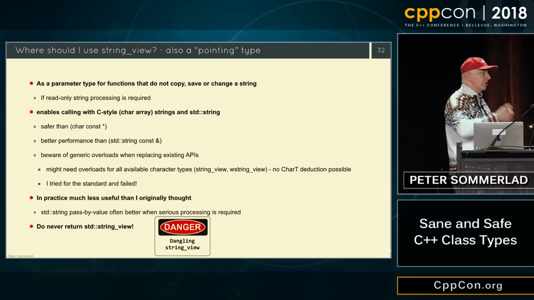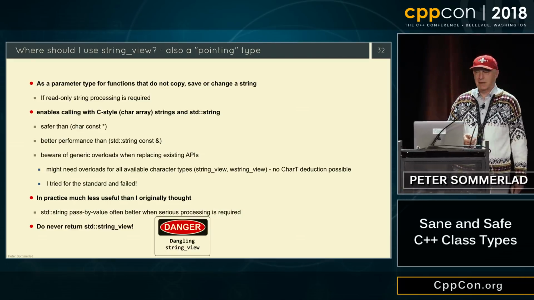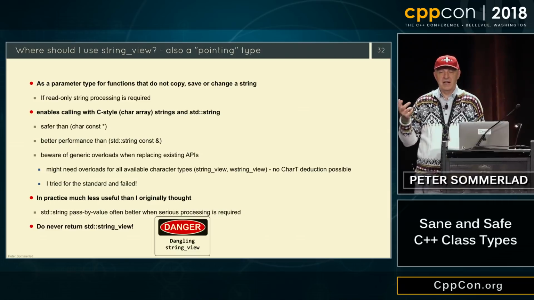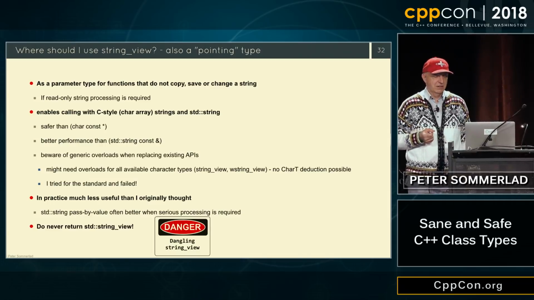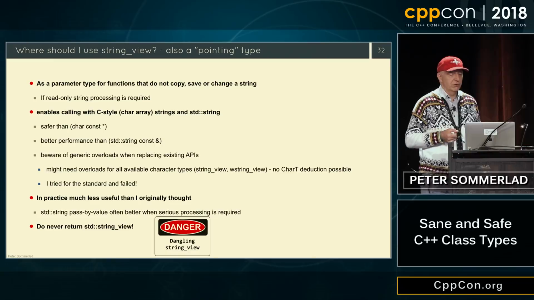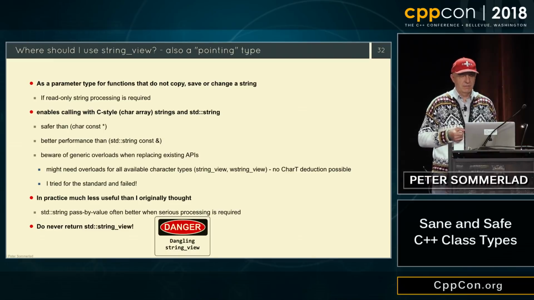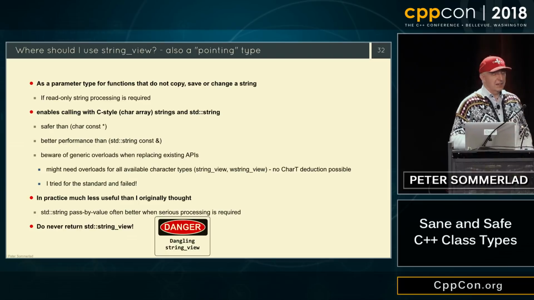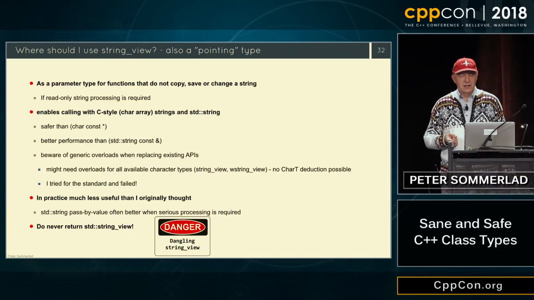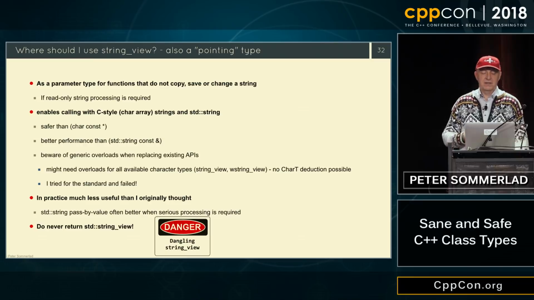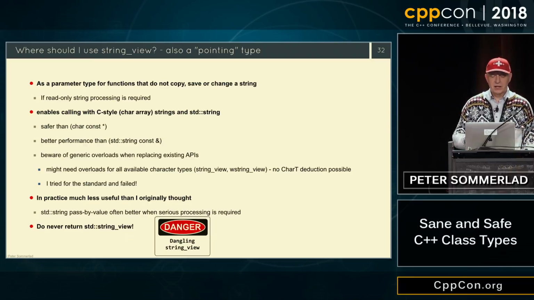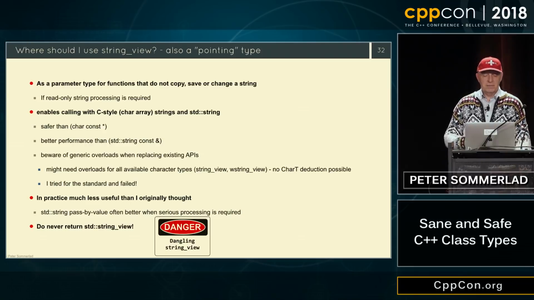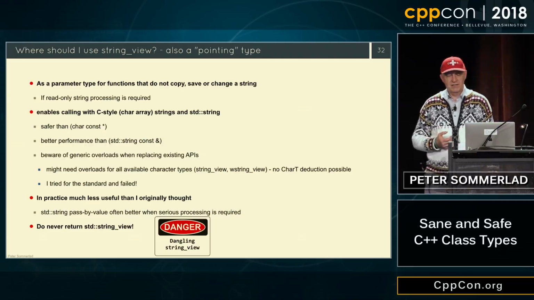But never return string views from functions, especially if the caller doesn't know about the lifetime of the underlying object that it refers to. Return strings. It's good for replacing character pointers and string const-ref parameters by string view. It can be better performance if you're passing string literals. But be aware, if you have generic code, it's very hard to get right.